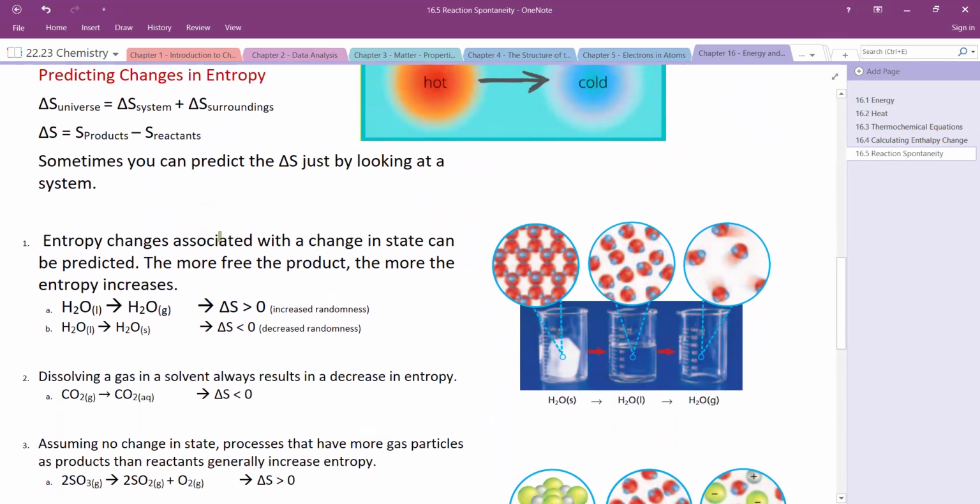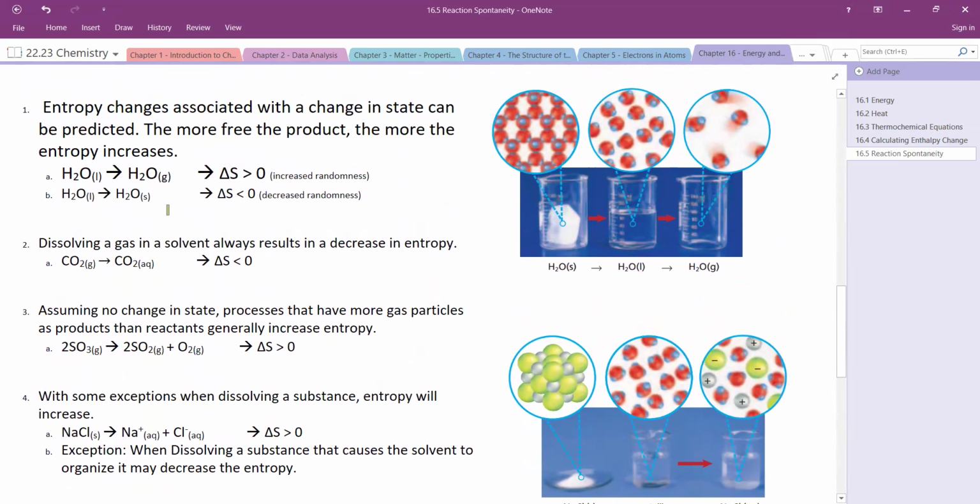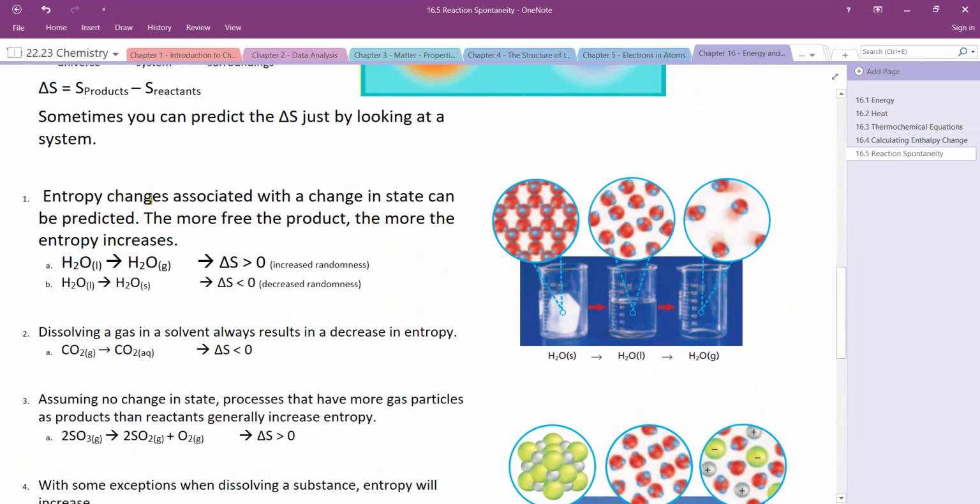There are instances when we can just look at a system and predict whether or not entropy will increase or decrease, right? And so I have five specific cases to talk about here that I want to go through. So first, this first one is showing us entropy changes associated with a change in state can be predicted. The more free the product, the more the entropy increases.